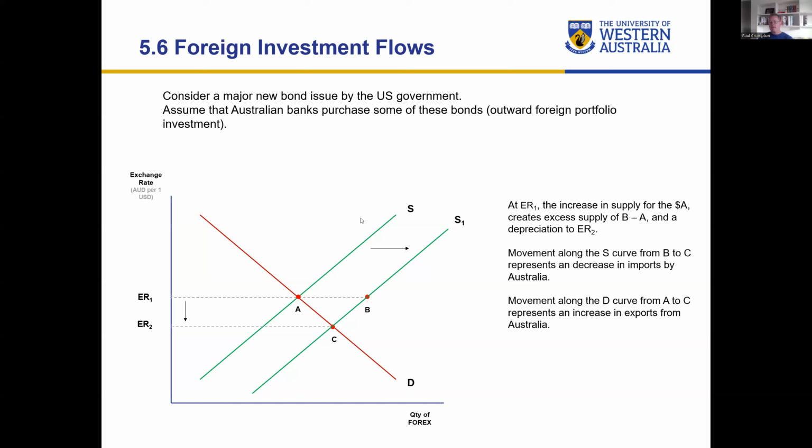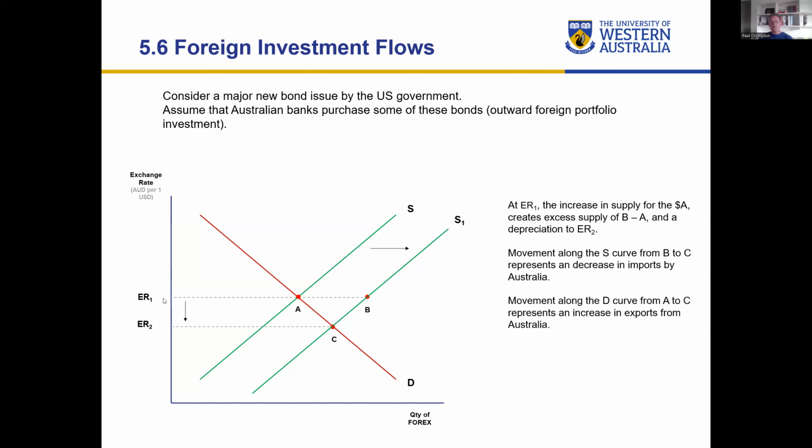So what will then happen when there is increased outward foreign investment from Australia? Outward, the money's flowing out of Australia to pay for the bonds. Foreign investment, well, it's investment because you're purchasing a bond, and that's an investment type asset. And it's foreign because it's a US bond. So outward foreign investment, the purchase by an Australian bank of a foreign bond, shifts the supply curve to the right.